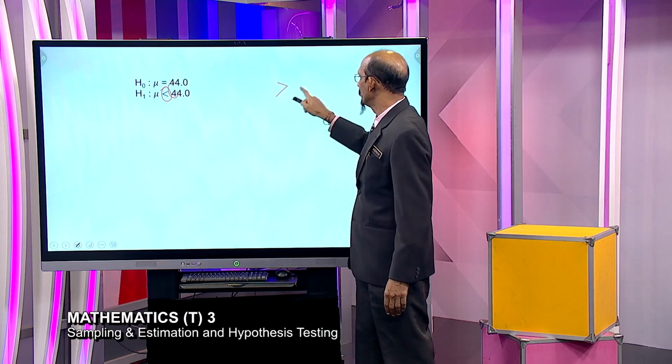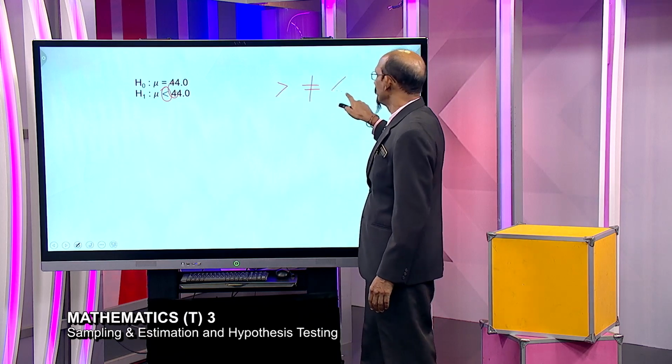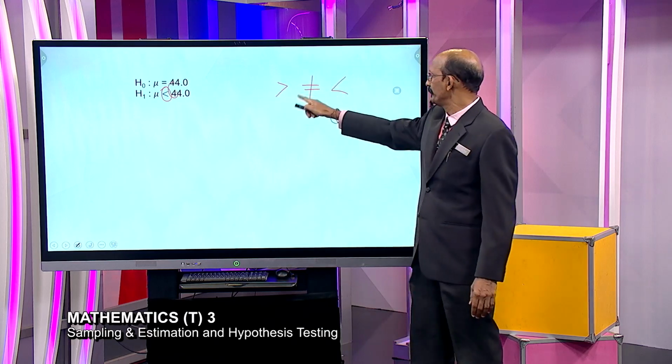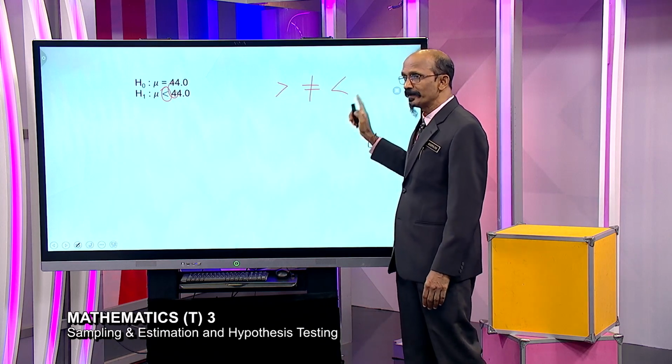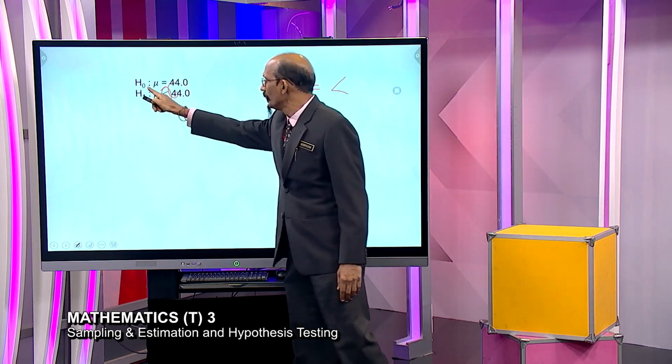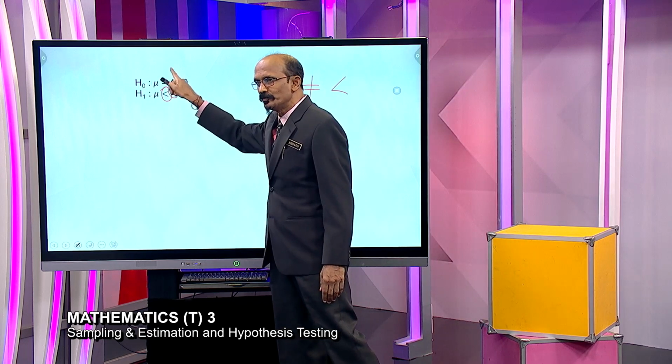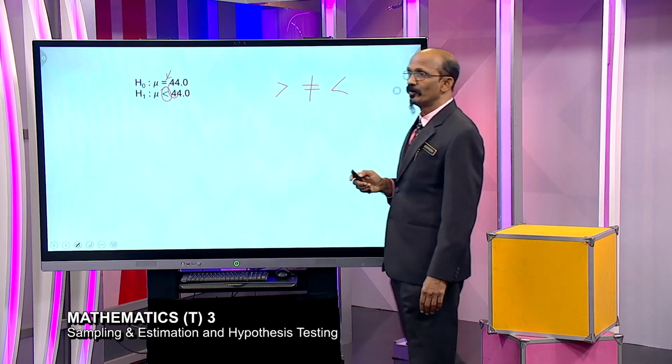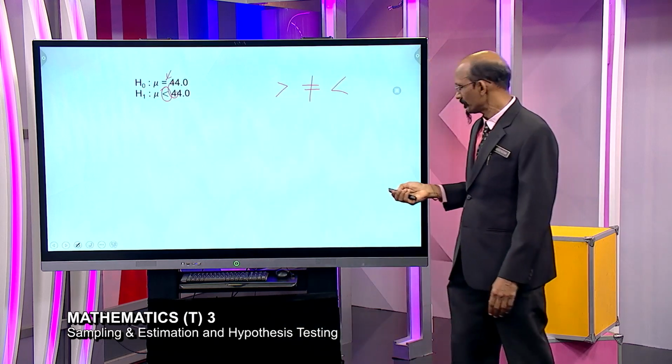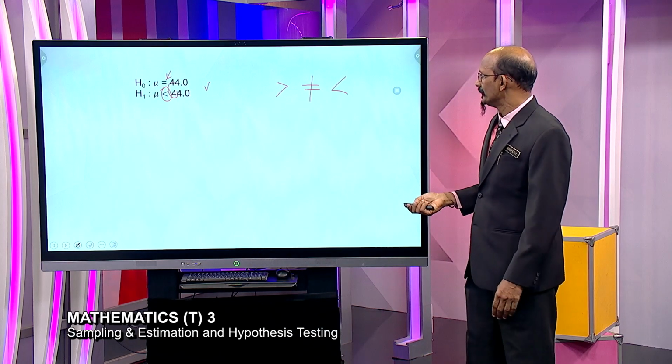Either it will be greater than, not equal to, or less than. A different symbol will come out for different tests. But for your H0, you can use the equal sign. It doesn't matter, always the equal sign. All right, easier. So first step, you get 1 mark.